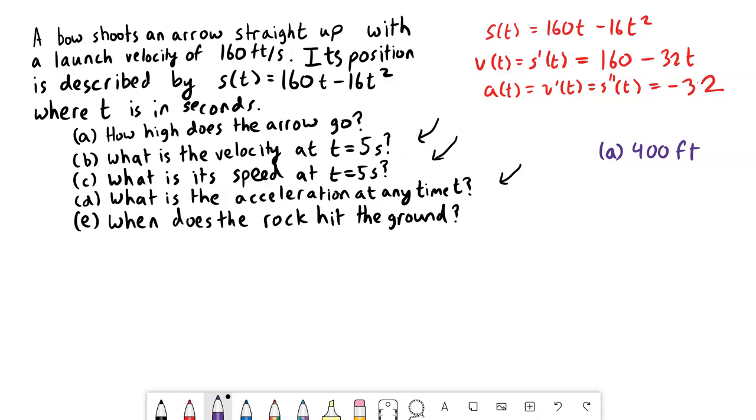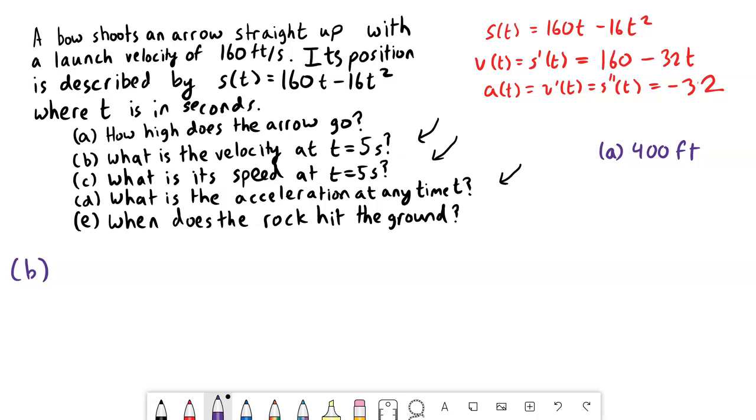Now, part B. What is its velocity? What is the velocity at 5? Well, obviously from the previous example, we know at t equals 5 seconds, the velocity is 0, right? So we can easily finish that up really quickly, but the point of this is not just finding the velocity for any specific time. You kind of want to find it for any time, right?